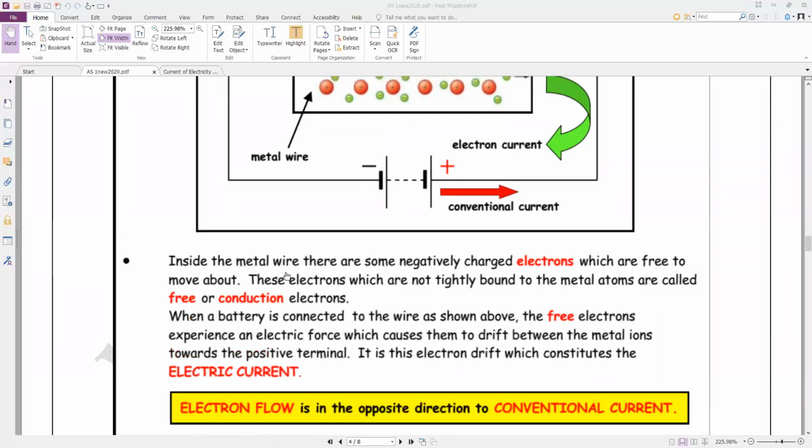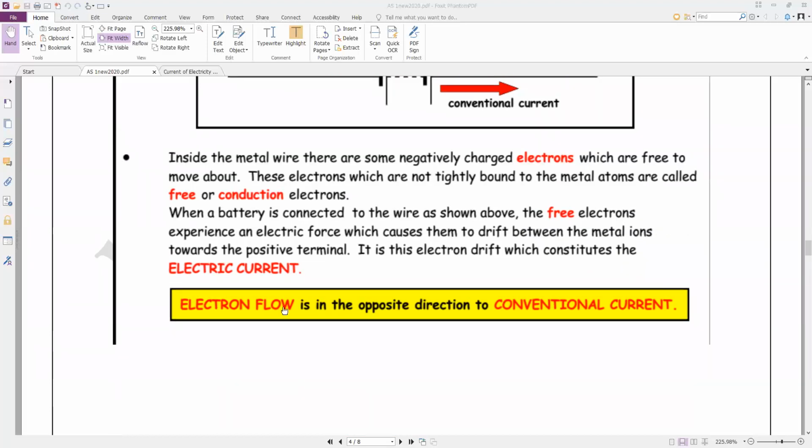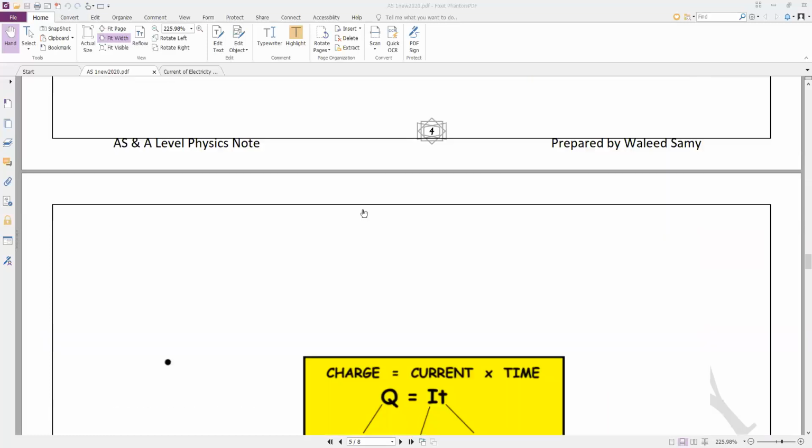Inside the metal wire, there are some negatively charged electrons which are free to move about. These electrons, which are not tightly bonded to the metal's atoms, are called free or conduction electrons. When a battery is connected to wires as shown above, the free electrons experience an electric force which causes them to drift between the metal's ions toward the positive terminal. This electron drift constitutes the electric current. The electrons flow in the opposite direction to the conventional current.